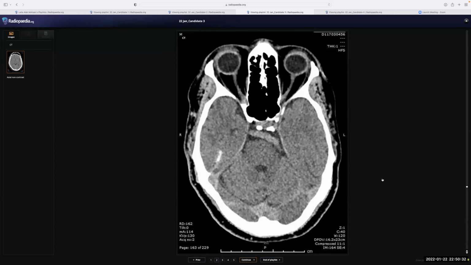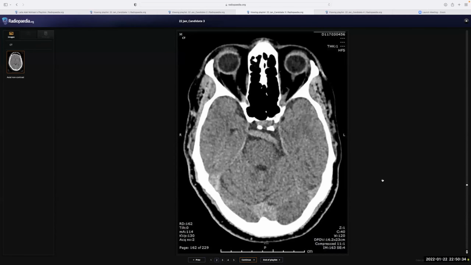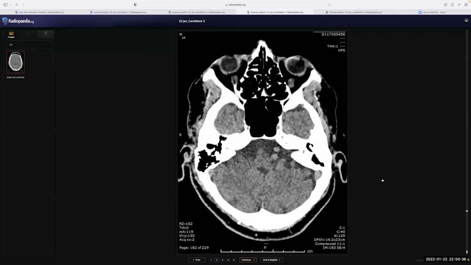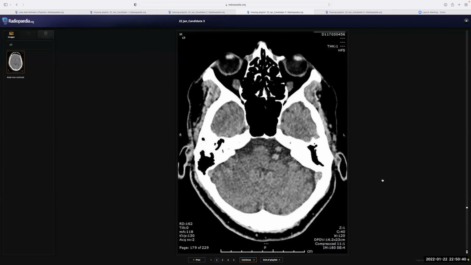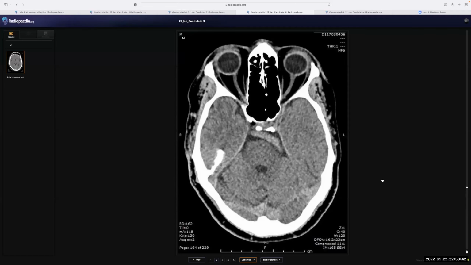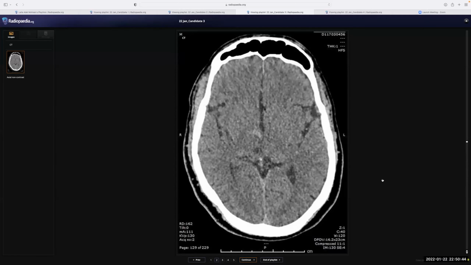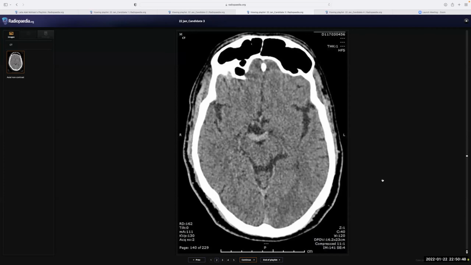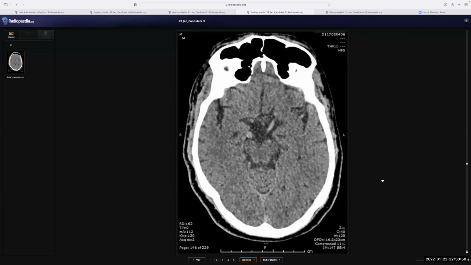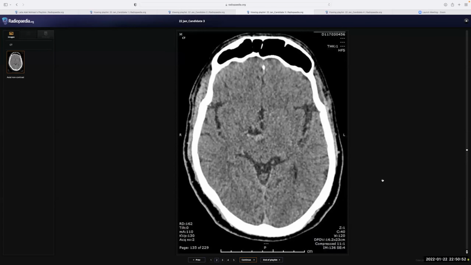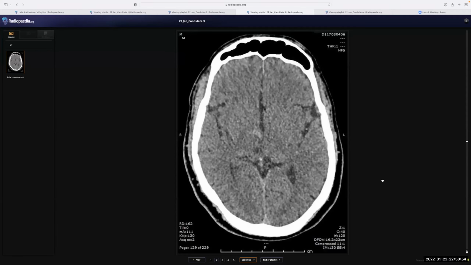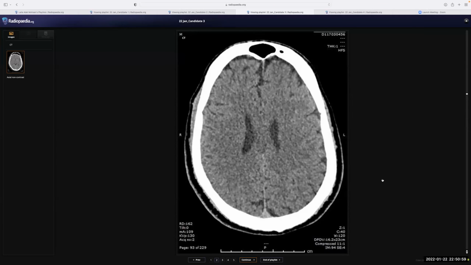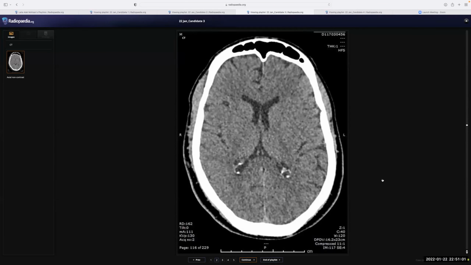I'm trying to scroll it up. Ectasia, yes, of the vertebral artery. However, I can see some dense artery. I'm trying to see if there is any dense artery. No midline shift, no hydrocephalus.